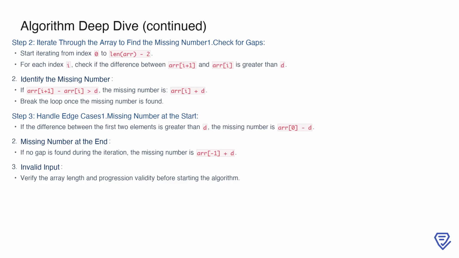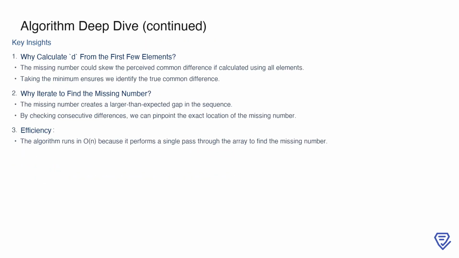We also need to account for edge cases. For example, if the missing number is at the start of the sequence, this would manifest as a larger than expected difference between the first two elements. In such cases, the missing number is simply ARR[0] - d. Similarly, if no gap is found during the iteration, the missing number must be at the end of the sequence, and its value will be ARR[-1] + d. Finally, it's important to validate the input to ensure the array length and progression are consistent with the problem constraints before applying the algorithm. To better understand the algorithm, let's discuss some key insights.